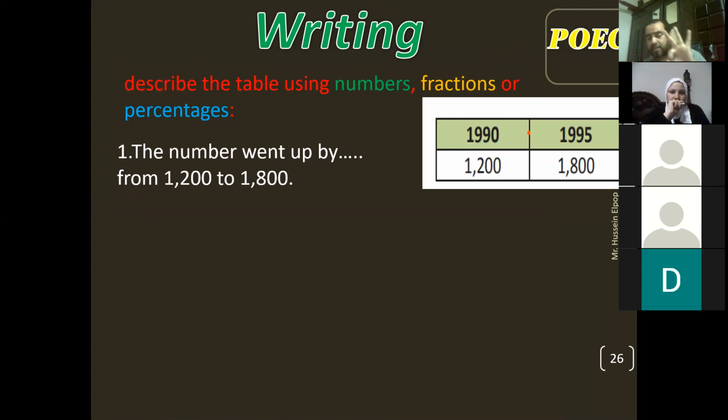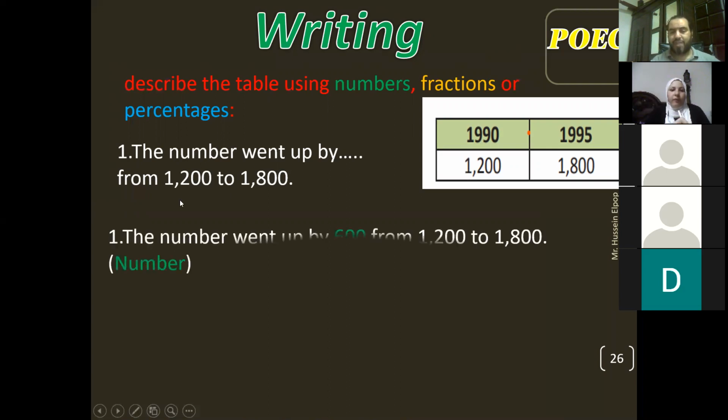We use it thrice. In the first, we would like to add a number, in the second, we would like to add a fraction, and in the third, we add a percentage. Now tell me. That's a number, 600. This is the number. The number went up by 600. Now, who can go for the fraction?